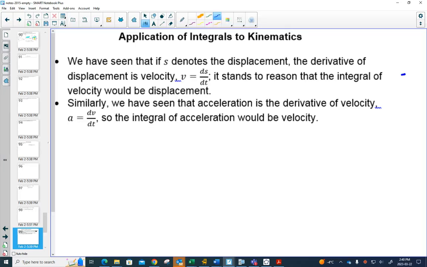Another application of integration: S is displacement, the derivative of S is velocity, the derivative of velocity is acceleration. So in our applications unit, we mainly worked this way. And now that we've learned integration, we can also work backwards and have all sorts of questions. They could start us off in the middle and you could go in both directions and so on and so forth.